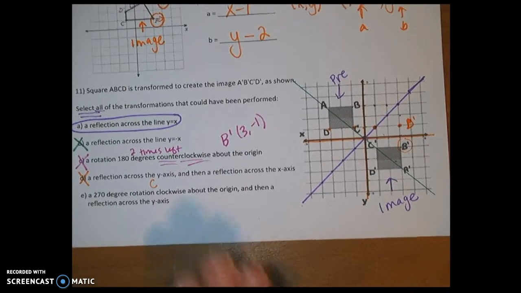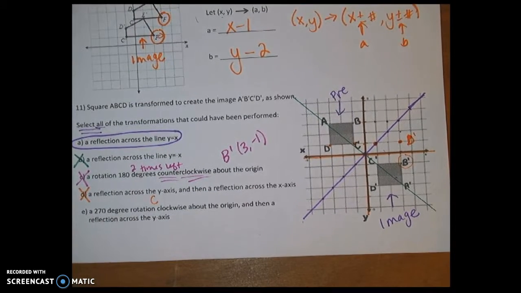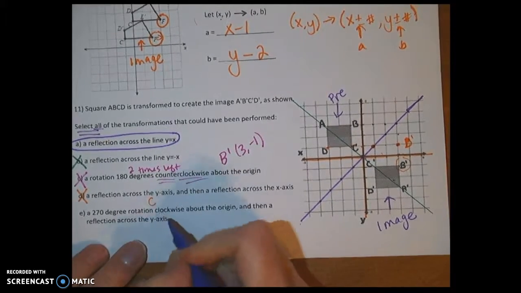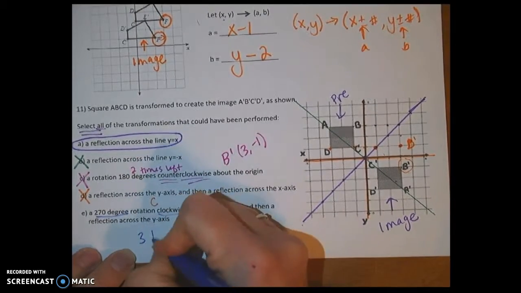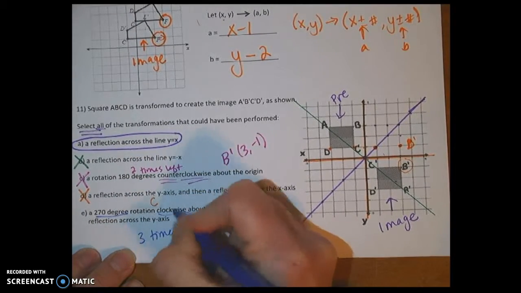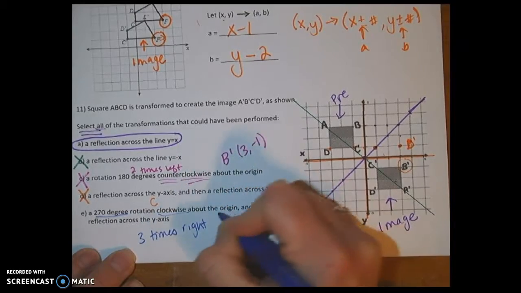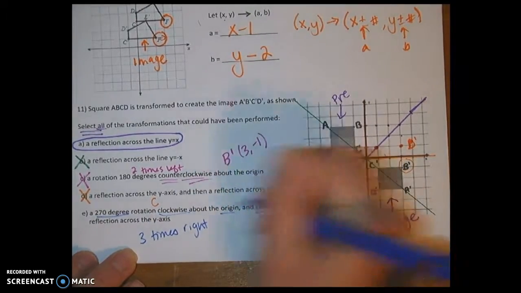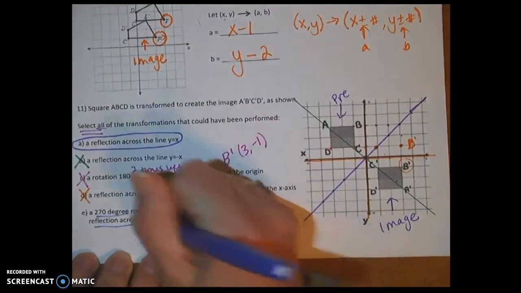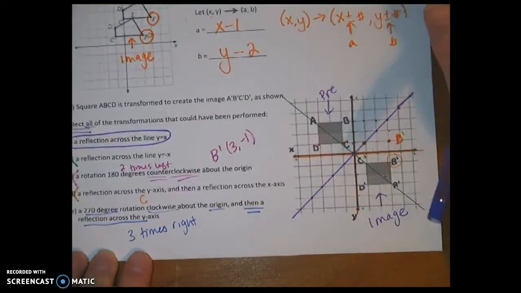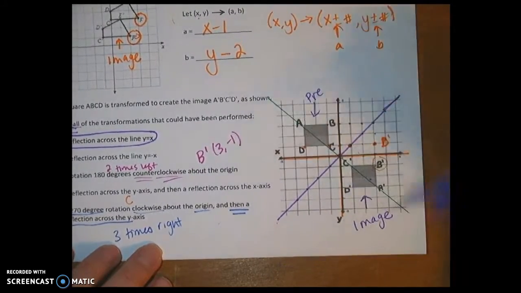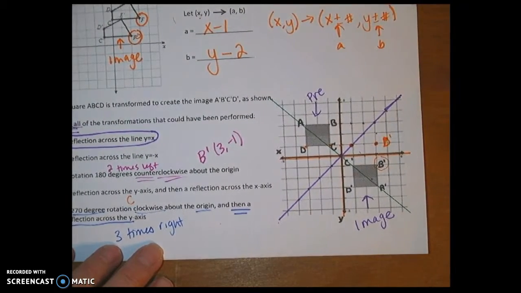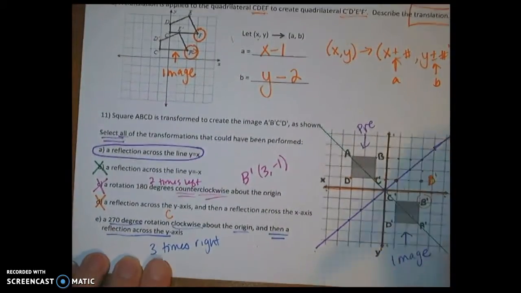The last one that we have to look at is a 270-degree rotation clockwise. So 270 clockwise, that's 3 times to the right about the origin, and then a reflection across the y-axis. So again, the first thing I'm going to do is pick one of those points and look at it.